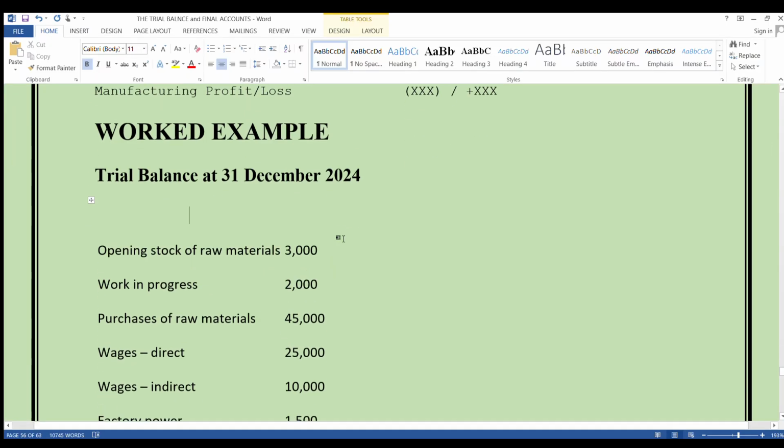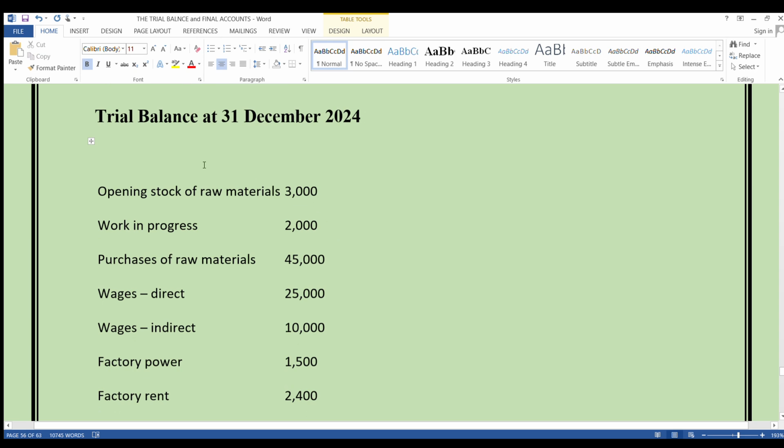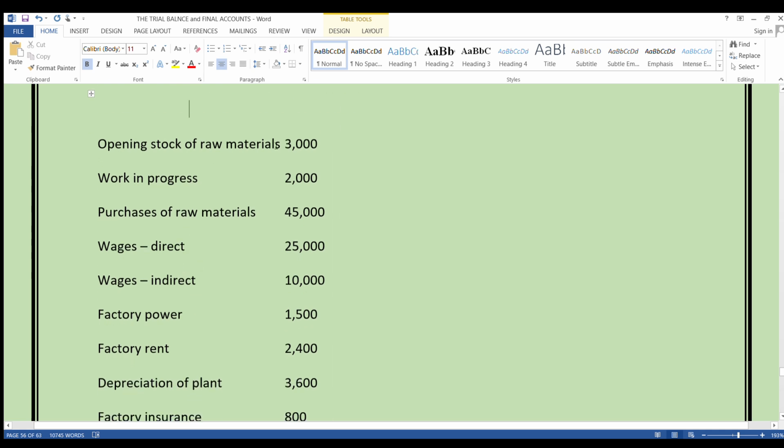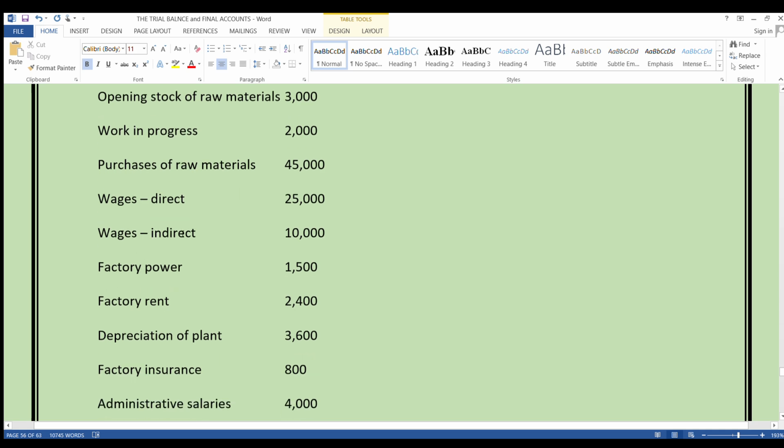Okay, so let's look at this worked example. The trial balance as at 31st December 2024 is this. The opening stock of raw materials was this, the work in progress, and purchases of raw materials were given. Two types of wages, direct and indirect. Direct, you put in the direct cost; indirect, you put in the indirect cost. Indirect is like the manager's salary that we discussed in the layout of the manufacturing account.